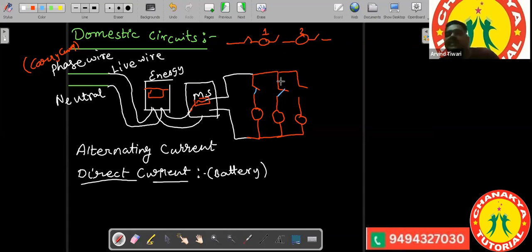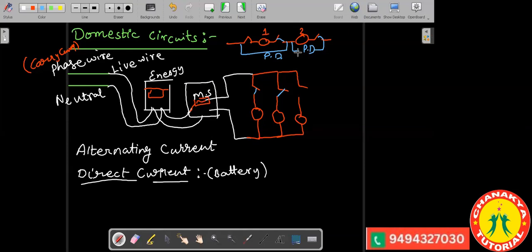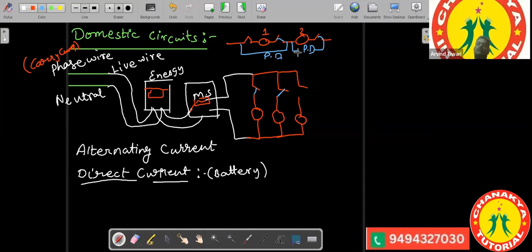Now there is another problem with the series circuit: after every device, there will be a potential drop. For example, there will be some potential drop over here and some over here. So all the devices will have some potential drops. That means you have to supply a very large voltage in series combination.